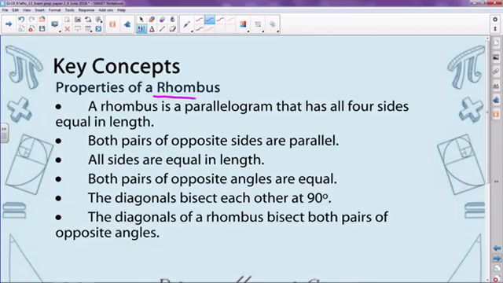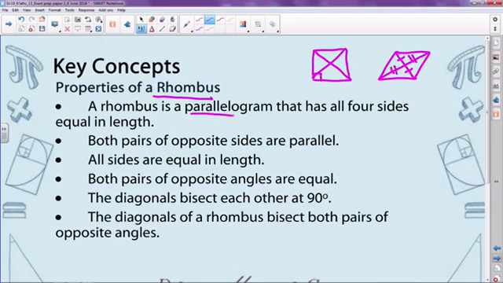Next we have a rhombus, which is kind of like a squashed square. So a square has 90 degrees, and it also has diagonals that are equal to each other. But when you squash the square, the diagonals are no longer equal to each other. Do they still bisect each other? Yes, they do.